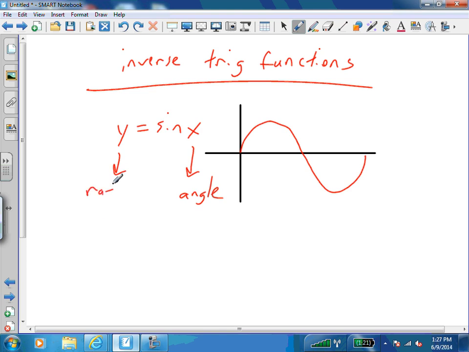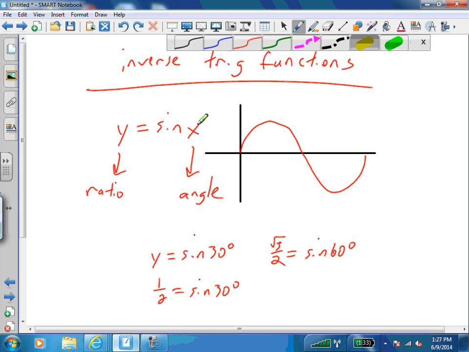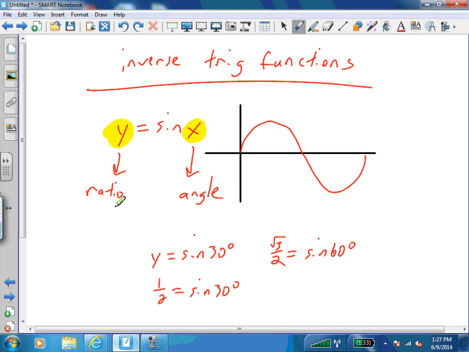This is the ratio that you have for that particular sine. For example, sine of 30 degrees is 1/2. Sine of 60 degrees is √3/2. So we input an x, we output a y, so our input is our angle, our output is our ratio.